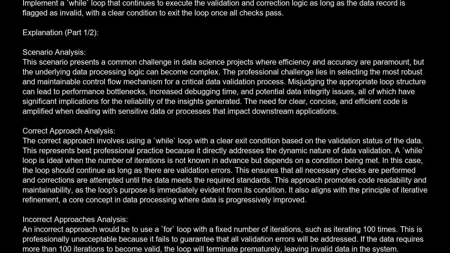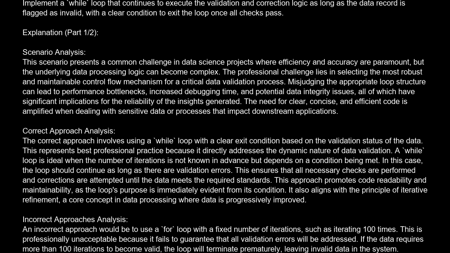Explanation. Scenario analysis. This scenario presents a common challenge in data science projects where efficiency and accuracy are paramount, but the underlying data processing logic can become complex. The professional challenge lies in selecting the most robust and maintainable control flow mechanism for a critical data validation process. Misjudging the appropriate loop structure can lead to performance bottlenecks, increased debugging time, and potential data integrity issues, all of which have significant implications for the reliability of the insights generated. The need for clear, concise, and efficient code is amplified when dealing with sensitive data or processes that impact downstream applications.